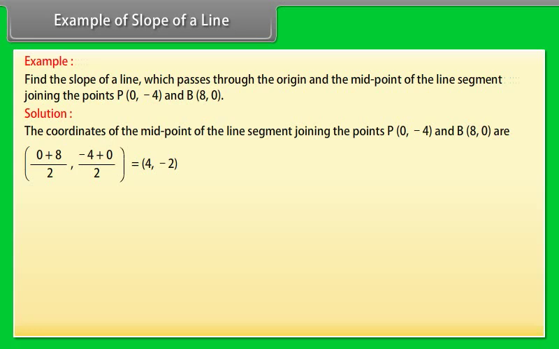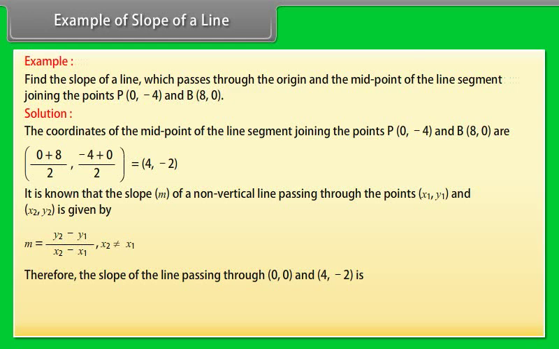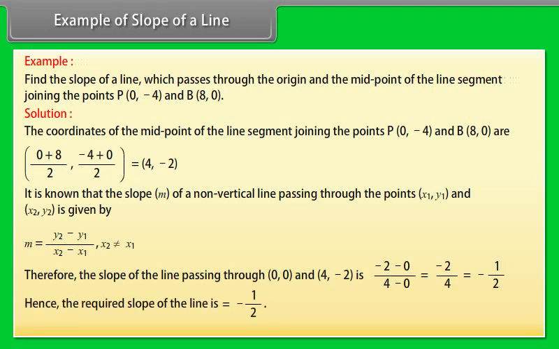It is known that the slope, that is m, of a non-vertical line passing through the points (x1, y1) and (x2, y2) is given by m is equal to (y2 - y1) by (x2 - x1), x2 is not equal to x1. Therefore, the slope of the line passing through (0, 0) and (4, -2) is (-2 - 0) by (4 - 0) is equal to -2 by 4 is equal to -1 by 2. Hence, the required slope of the line is -1 by 2.